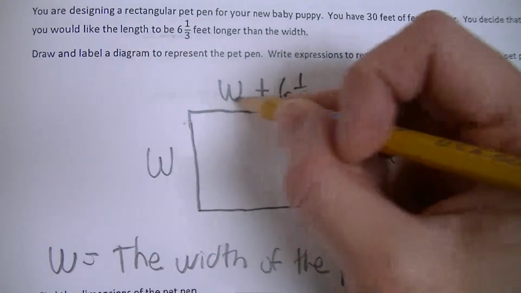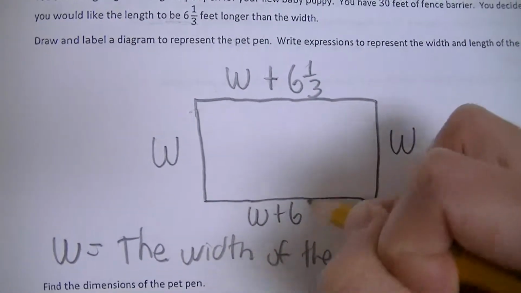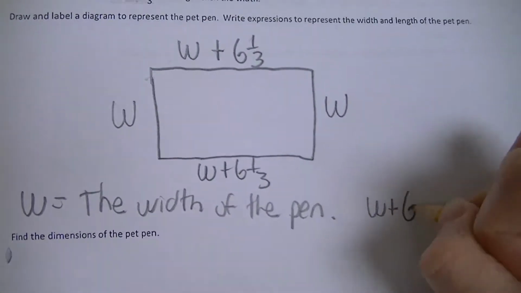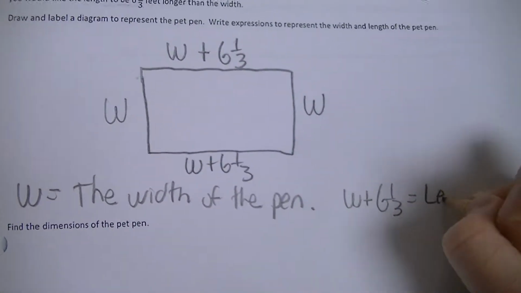So if that has that length, then this down here also does. So I'm going to label that. W is the width of the pen, and then W plus 6 1/3 is going to be the length of the pen.